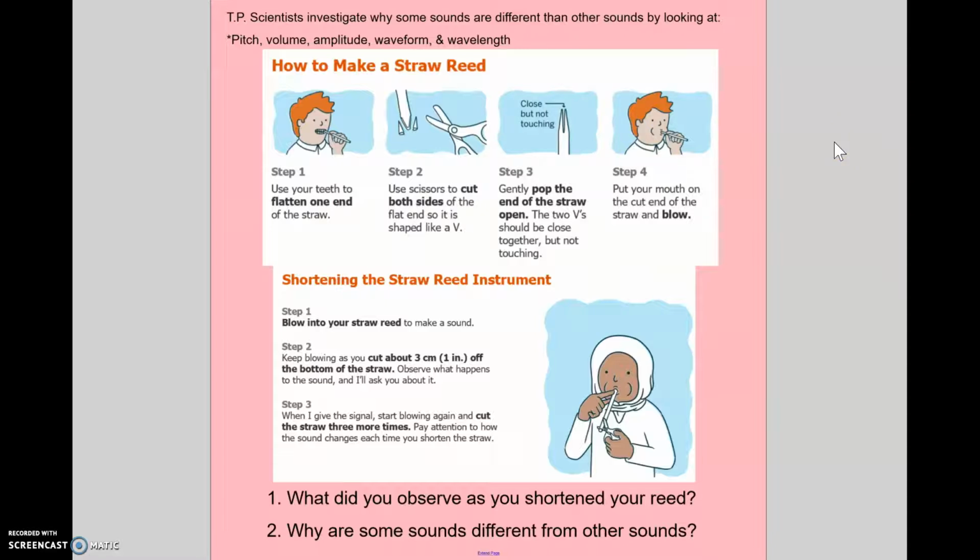What happens when you blow through that straw? What does it sound like? Then you're going to make a modification. You're going to cut about 3 centimeters or 1 inch off the bottom of your straw and observe what happens to the sound. Then I want you to blow again and cut the straw 3 more times. So you're shortening the straw reed instrument. What are you observing as you shorten your reed? And why do you think that some sounds are different from other sounds? So I hope that you have these materials at home and you can pause the video and try this out.